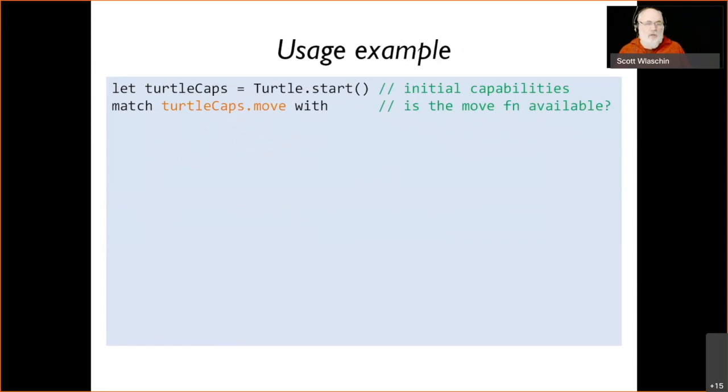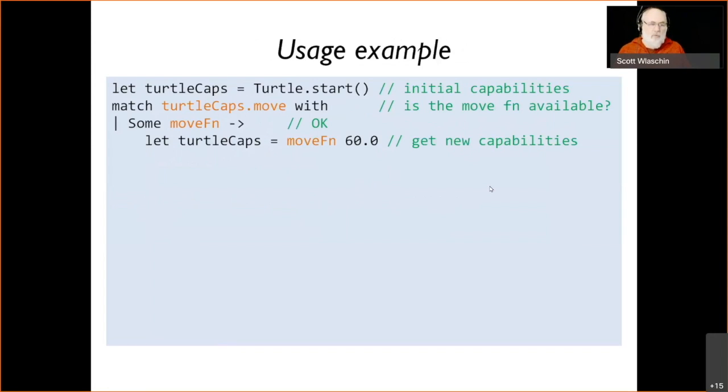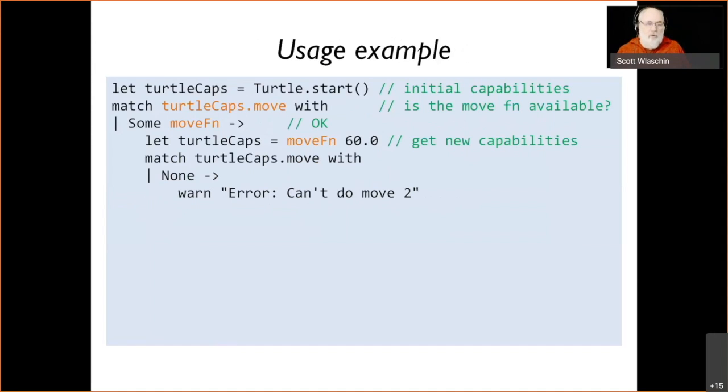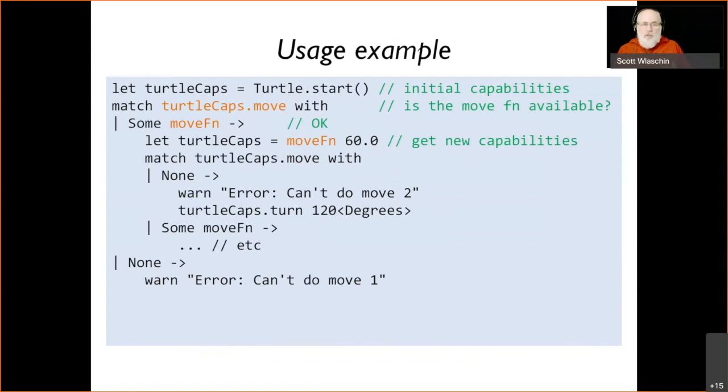So as a user, I would say, do I have the move capability? If I do, I can move. And that gives me some more capabilities. Just now I might have different capabilities than I had at the beginning, so I need to check that again. Can I still move? If I can't move, then I can't do the second move. But can I turn? Yes, I can turn. But if I can move, I try again. So at each point, I have to check my capabilities and see, can I do this thing or can I not do this thing? So it's a very different way of working, but it is a lot safer.